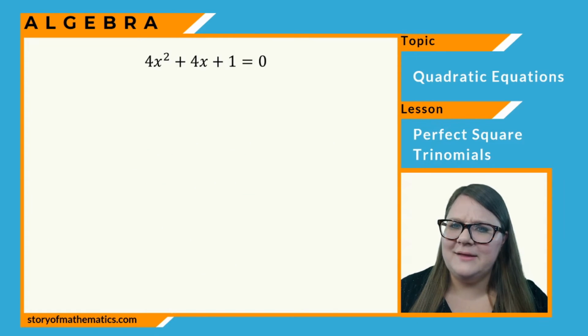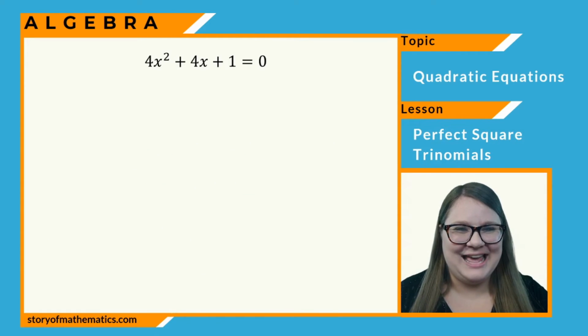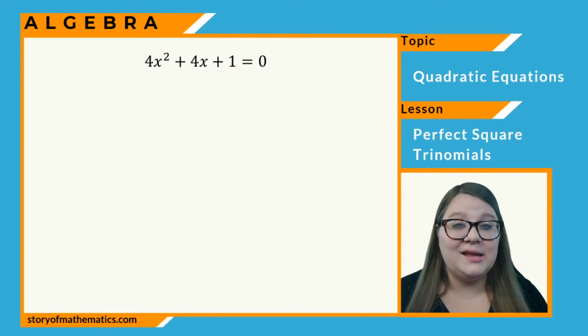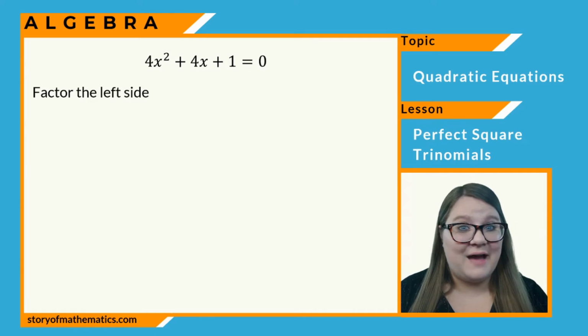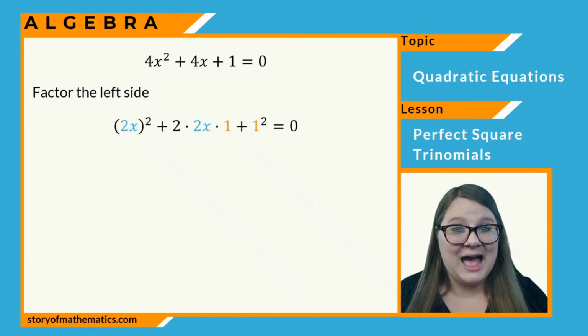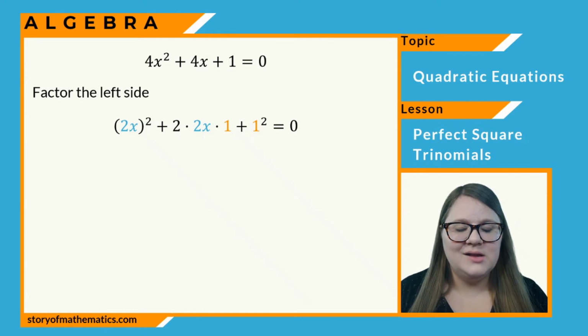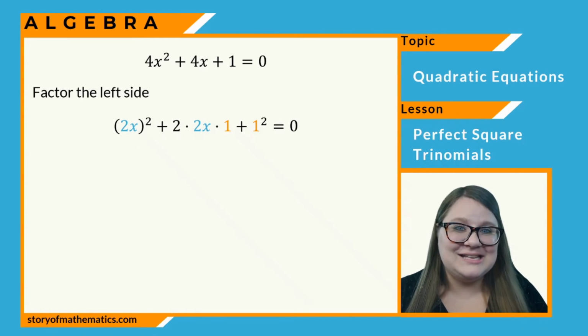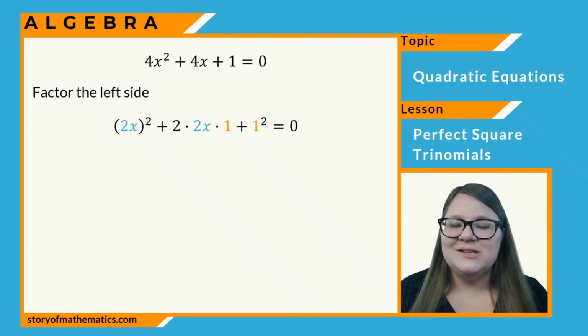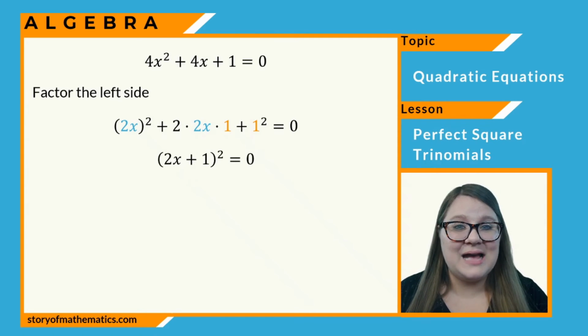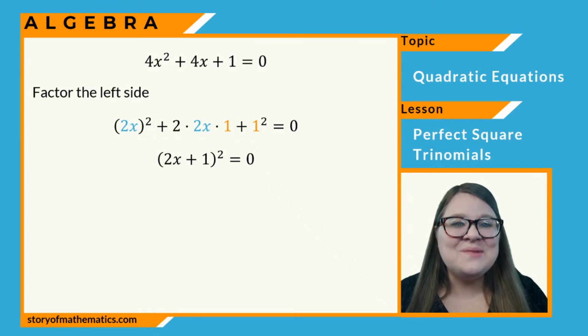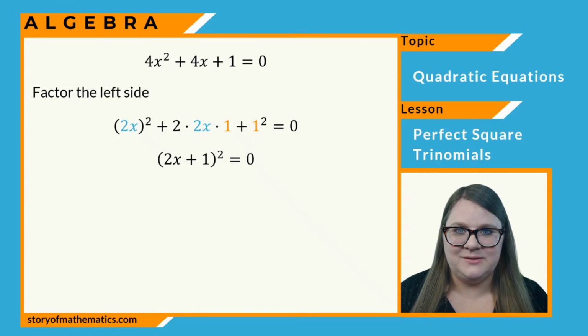Now, can I apply this to solving an equation? Yes, I can. So in this problem, I have 4x squared plus 4x plus 1 equals 0. I still want to factor the left side. So looking at this, I can rewrite it as (2x) squared plus 2 times 2x times 1 plus 1 squared. So I see that it is in perfect square trinomial format where my a is 2x and my b is 1. So I can rewrite this as (2x plus 1) quantity squared, and remember to bring down your equals 0.